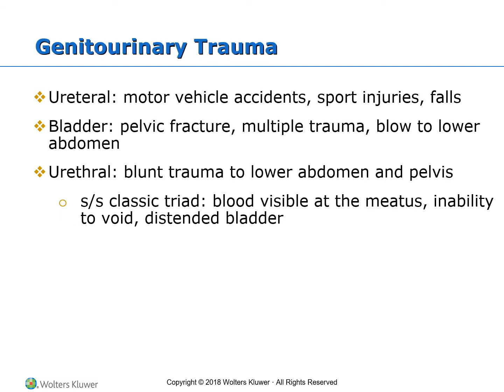Patients can also have GU trauma. Urethral trauma can be anything from a contusion to a complete transection of the ureters. If they have bladder trauma, it can be a contusion or a rupture of the actual bladder sac itself. And then urethral is blunt trauma to the lower abdomen or pelvis. These patients generally are not able to void, and because they can't void, there's no place for the urine to go and the bladder becomes distended, and it can be extremely painful for them.